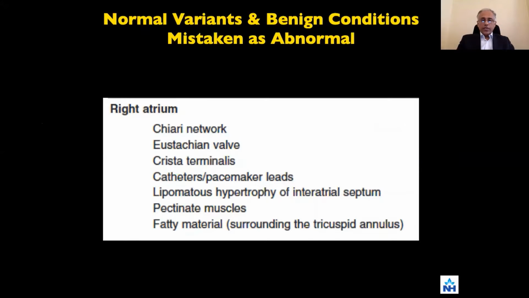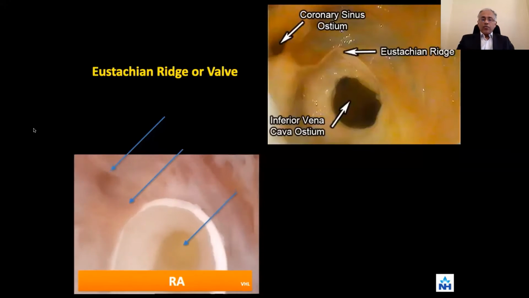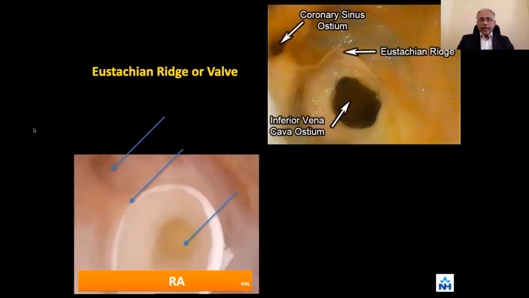What are the structures we should be aware of in the right atrium? You have the Chiari network, the eustachian valve, the crista terminalis, and numerous types of lines and leads, and then the interatrial septum, which I'll take later. I'm not categorizing it inside the right atrium. And then you have the pectinate muscles and the fatty material.